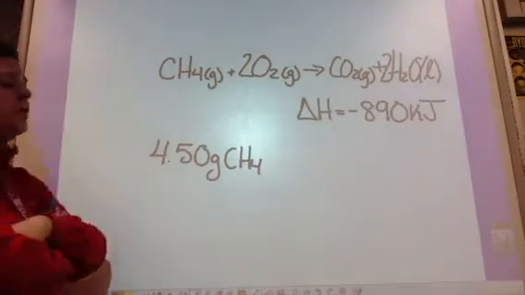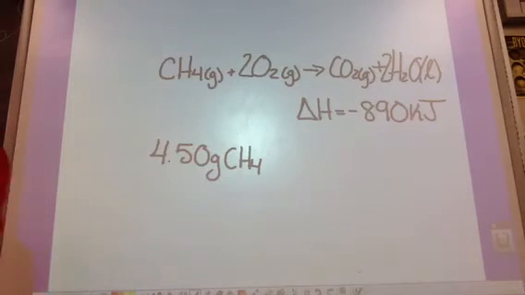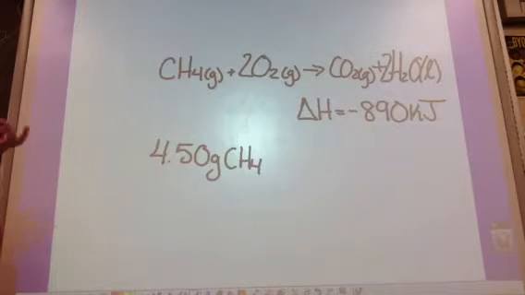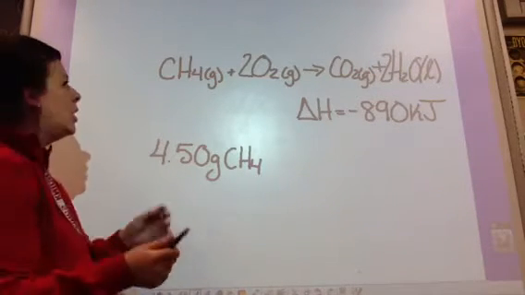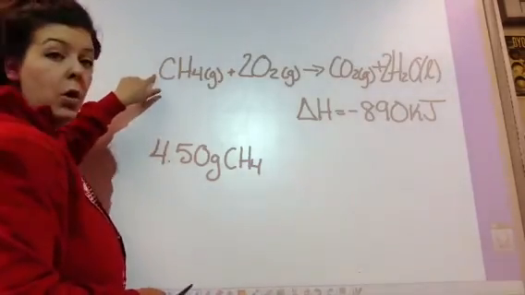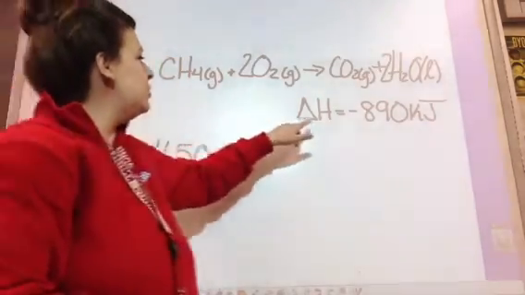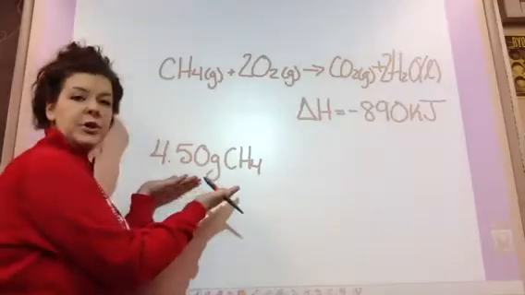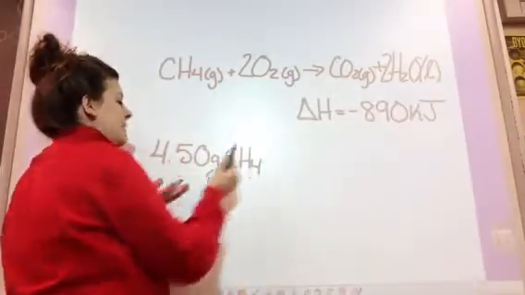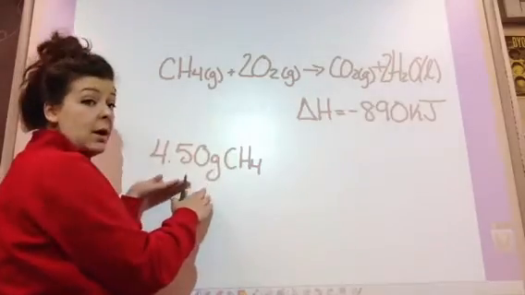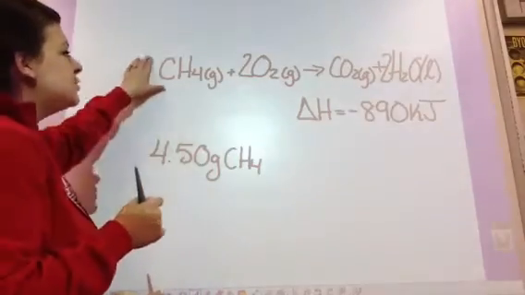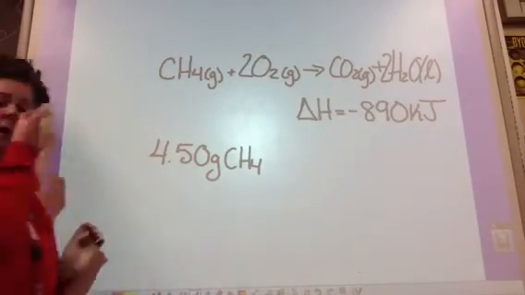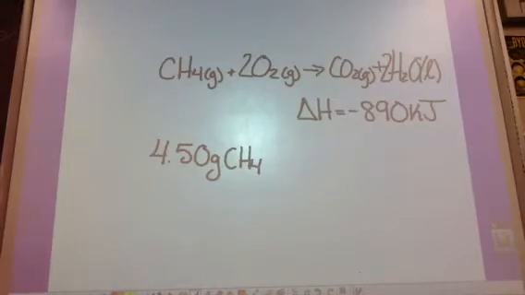That's what I have. I want to know right now how much heat can I release if I started off with 4.5 grams of methane. Well, I need to know how many moles that is, because I know, looking at this equation, 1 mole of methane can produce a change in enthalpy of negative 890 kilojoules. But I need to figure out what my delta H will be if I'm starting off with 4.50 grams of methane. So if in this reaction I'm looking at moles, not grams, I'm going to need to convert this grams of methane into moles of methane. So let's go ahead and do that.